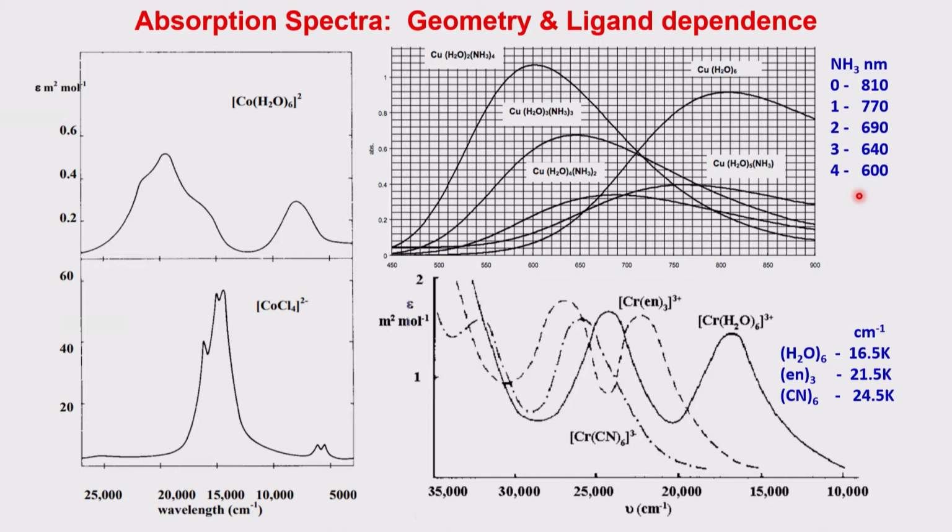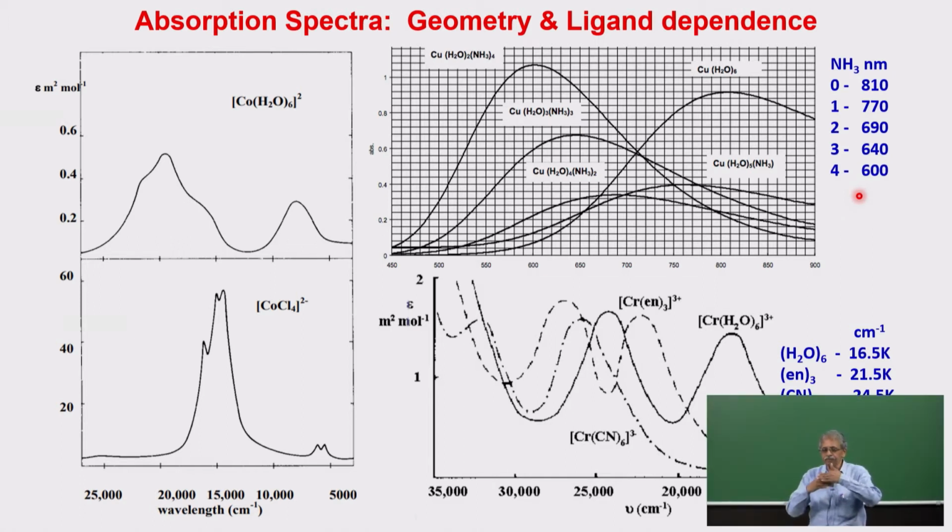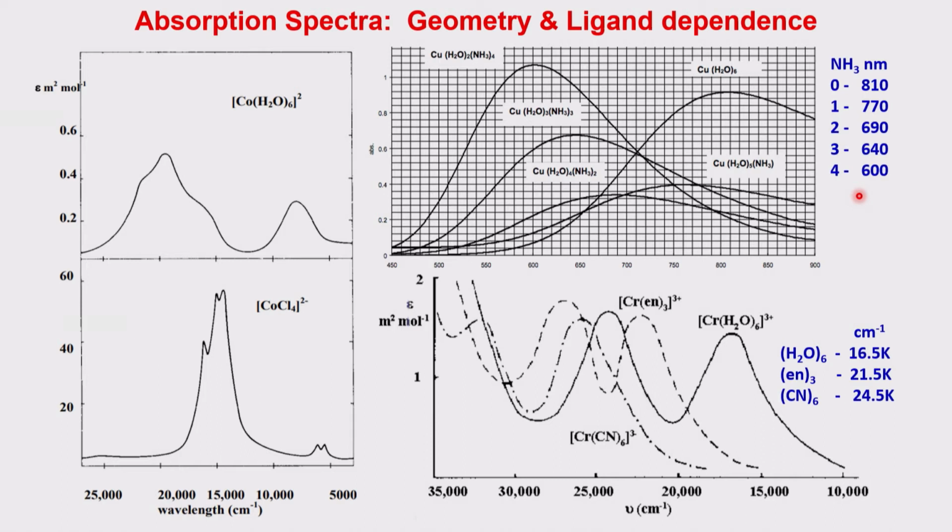Why? We know very well from coordination chemistry, the ligand perturbs this difference in energy, which is called crystal field stabilization energy difference, the crystal field difference between the T2G level and the EG level, that we have already known from the coordination chemistry point of view.